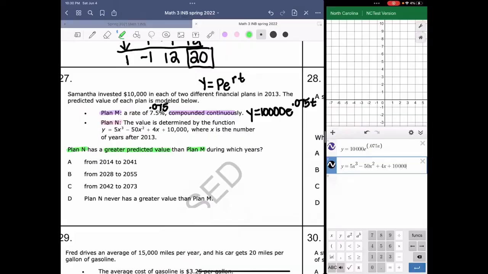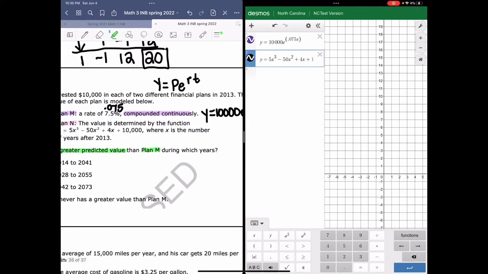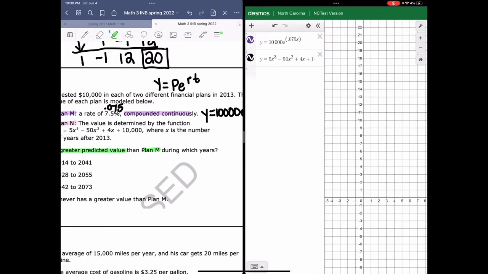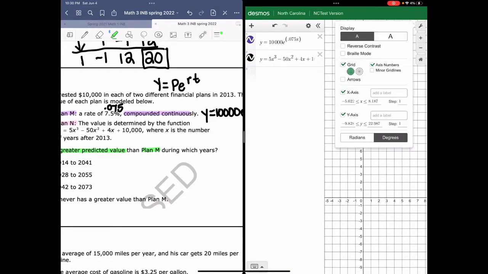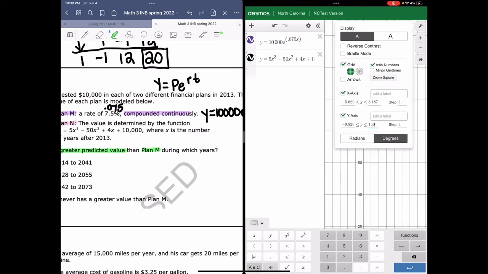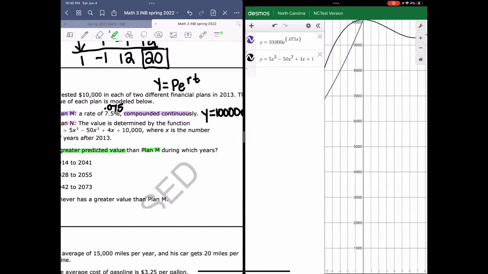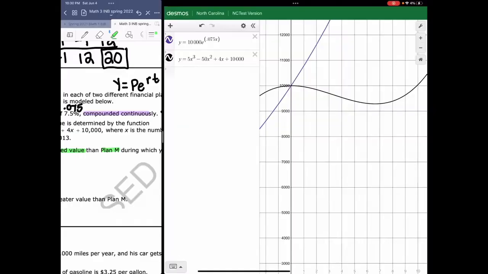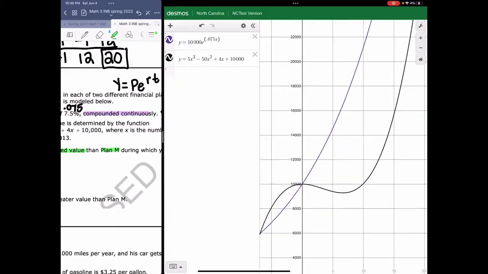Now, here's the deal. If you notice that the initial value is 10,000, you would need to adjust your graph. So we would need to go to the y-axis, and since we're looking at 10,000, let's give ourselves a little wiggle room and do 15,000. If I do 10,000, you're going to barely see it. If you want to do that and then adjust it, you can definitely do that.